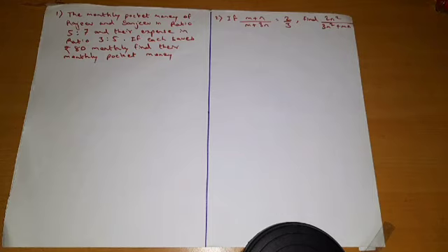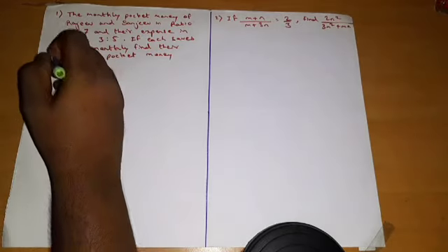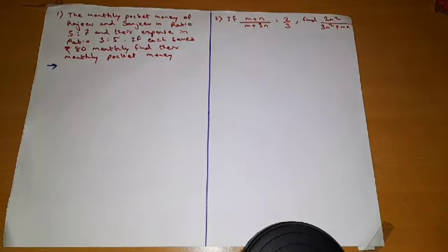First question says the monthly pocket money of Rajiv and Sanjeev is in ratio 5:7. Okay, both guys are getting pocket money in ratio 5:7, and their expense in ratio 3:5. Their expenditure ratio is 3:5. If each saves rupees 80 monthly, means both Rajiv and Sanjeev are saving rupees 80 monthly. Find their monthly pocket money. Okay, we don't know the exact value, we know only the ratio.